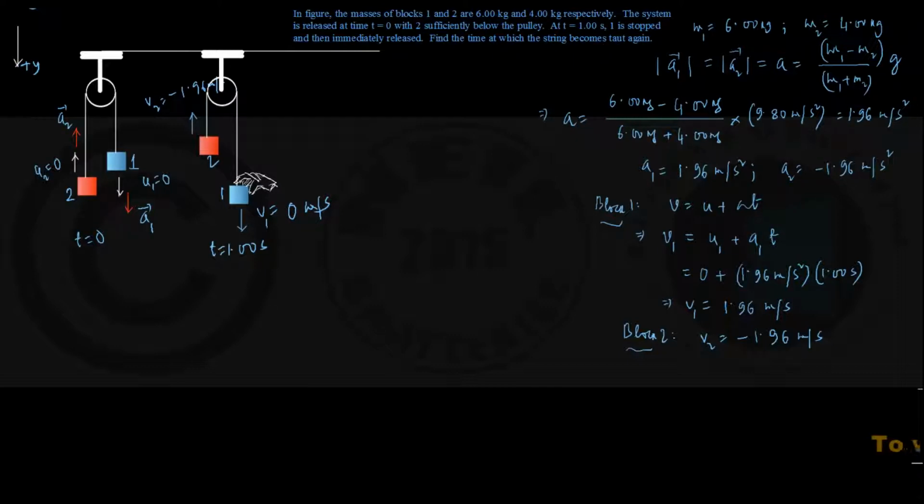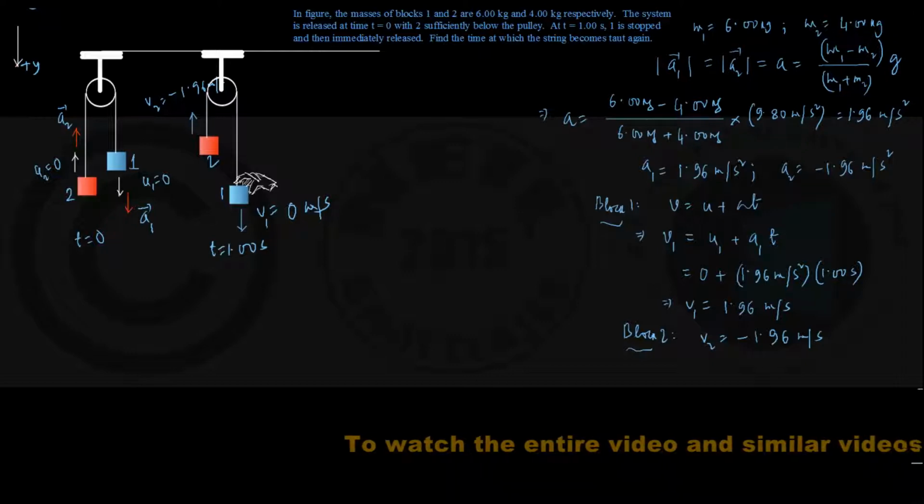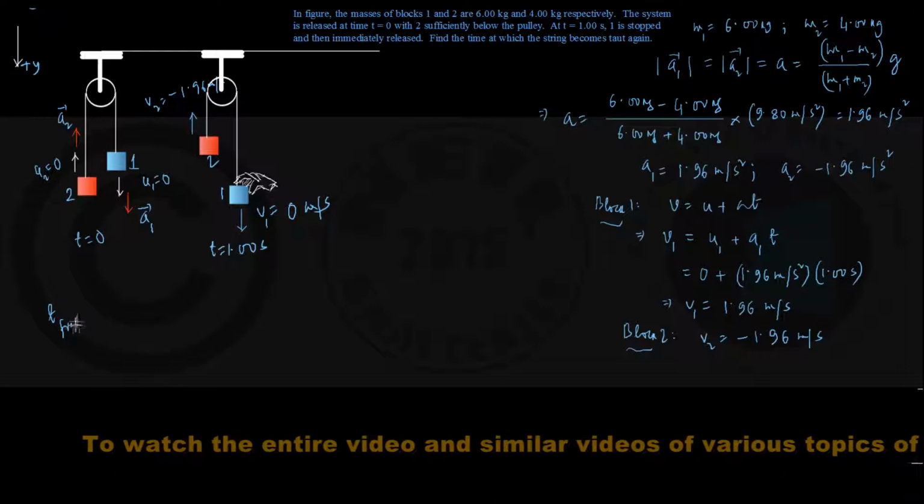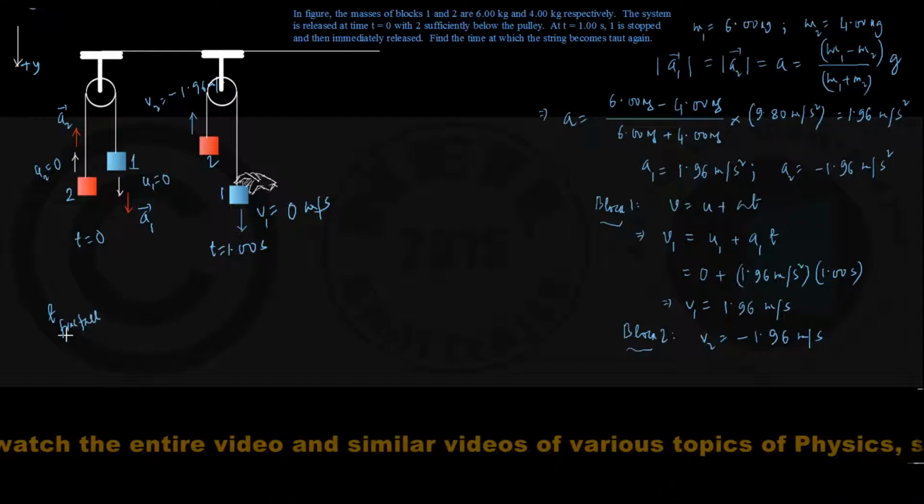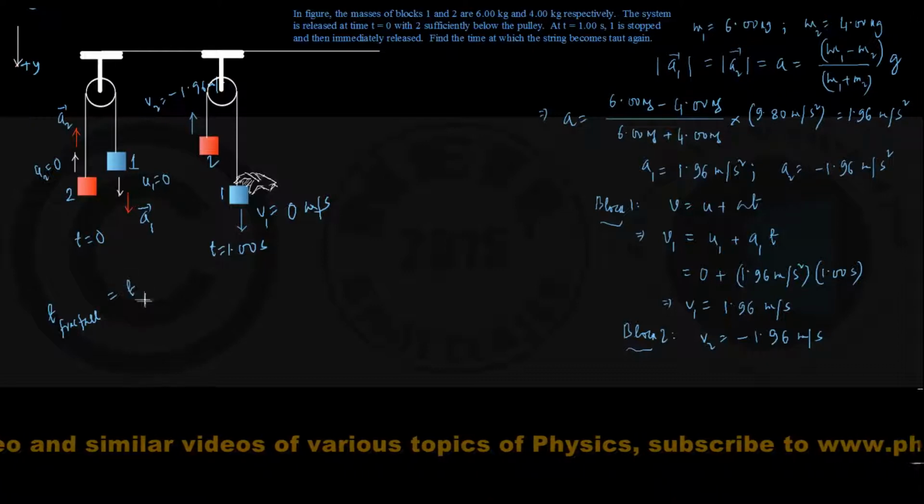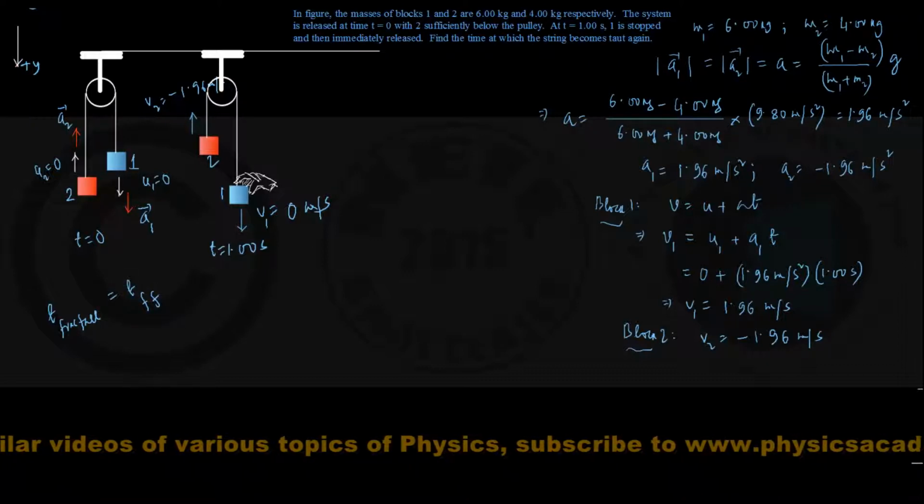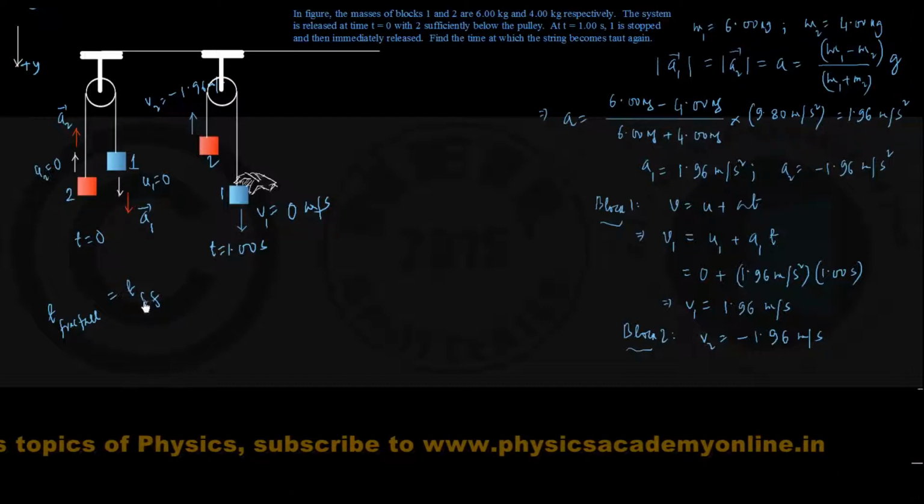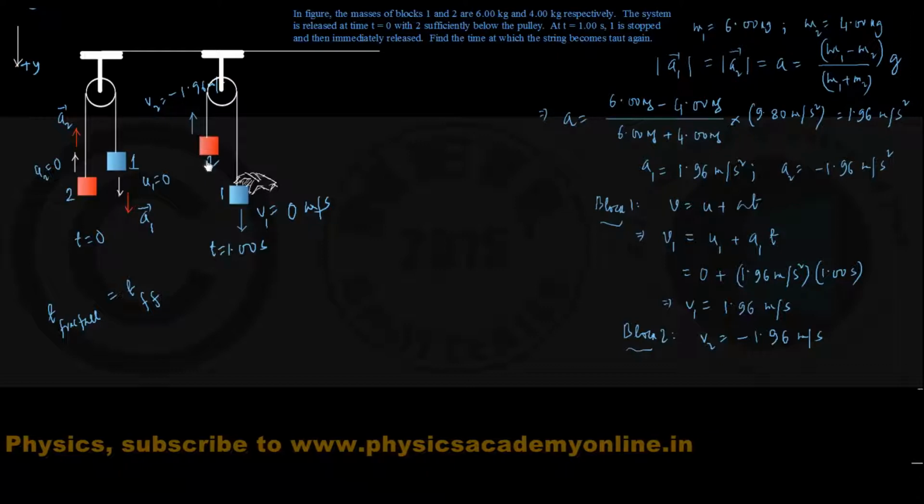I shall call, for convenience, the duration over which both the blocks travel as freely falling bodies, so that the string remains slack, the time for free fall motion. This is the free fall motion for both the blocks. In abbreviation, I might call it TFF, FF standing for free fall, and TFF is the interval over which the blocks travel as freely falling bodies until the string becomes taut again.